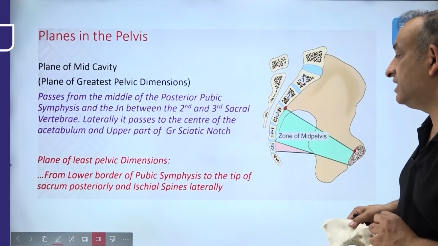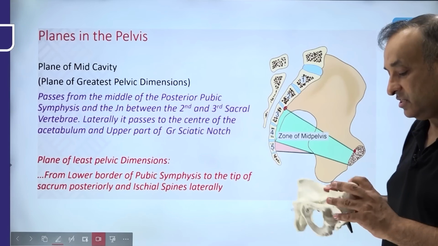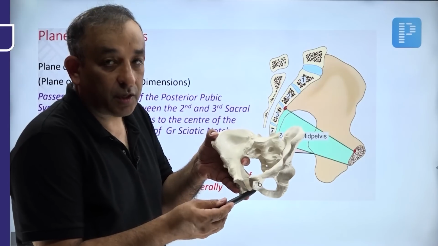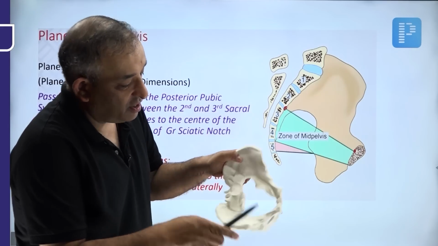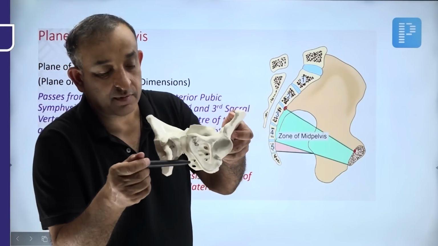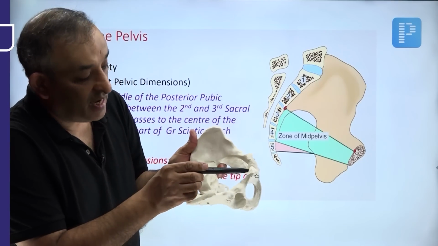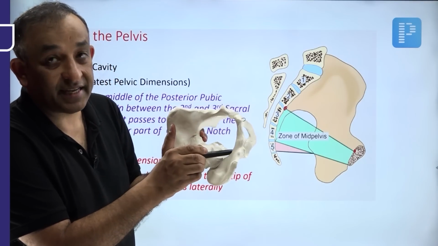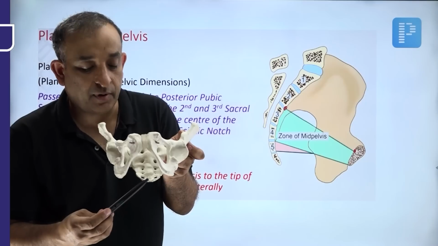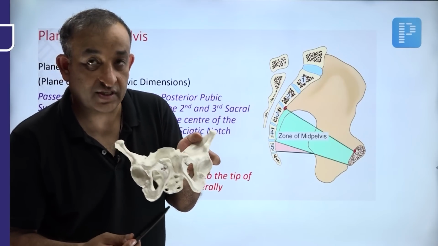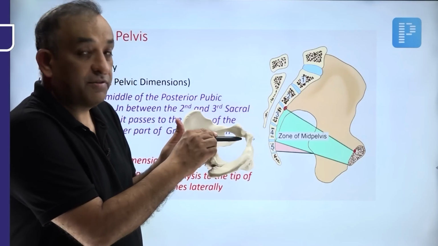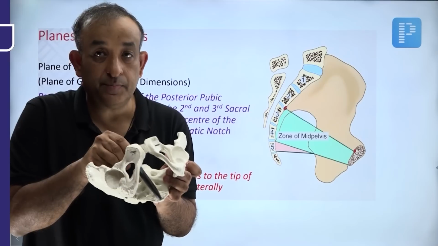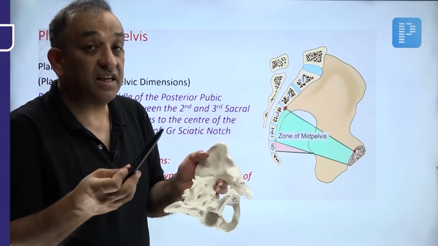Now then there is a plane of the least pelvic dimensions. Now least pelvic dimensions is from the lower part of the pubic symphysis. See, again I am showing you from the lower part of the pubic symphysis, and it goes laterally to the ischial spines and then to the tip of the sacrum. See, not the coccyx. So I have removed the coccyx. So from the back of the pubic symphysis, laterally the ischial spines and to the tip of the sacrum. That is the least pelvic dimensions.